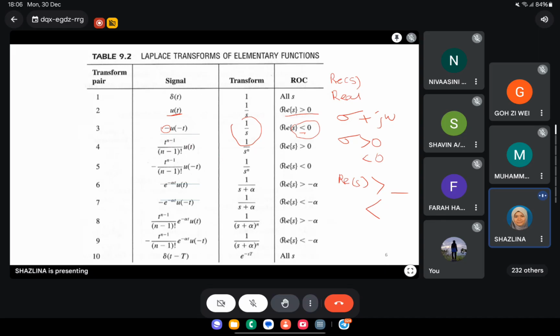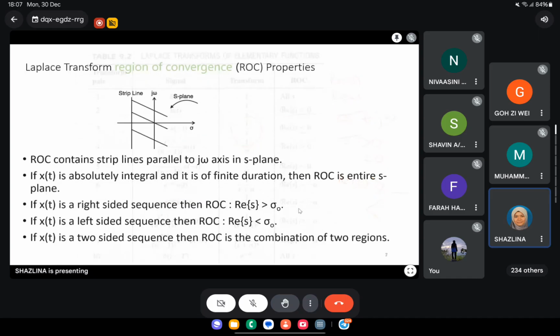For this one, if the ROC is bigger than zero, it's just normal. But if it's smaller, then there's a negative here and then it's negative t. Then remember for this function also, for the exponent, there's a negative, and negative for ROC smaller than the poles, or negative alpha in this case.